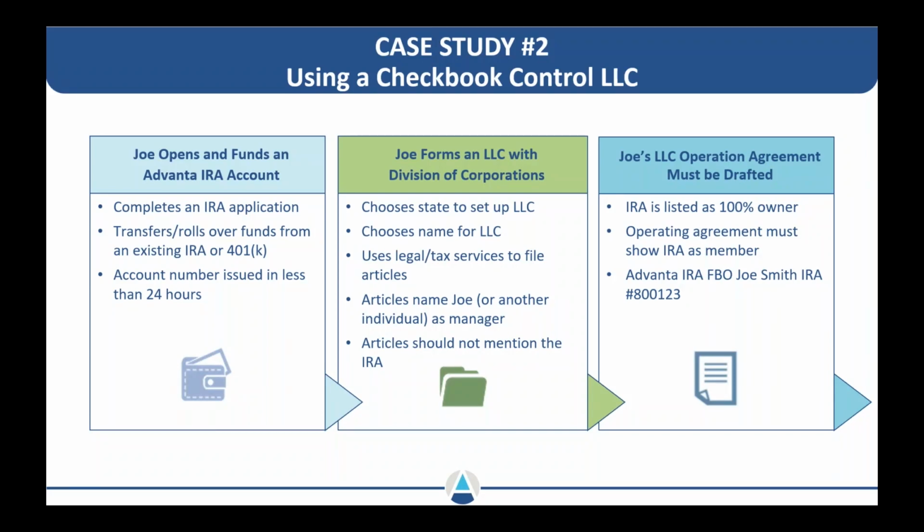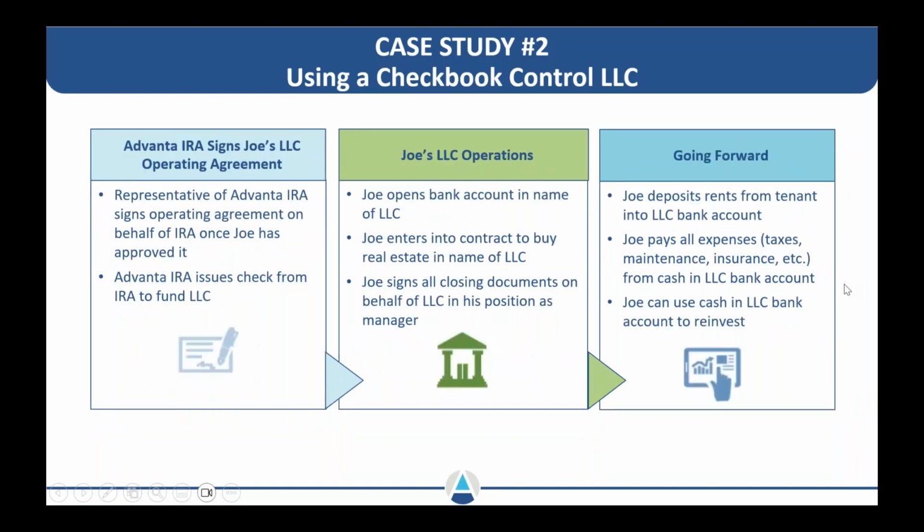Choose the name of the LLC and file the articles. Joe or another individual is going to file those articles as the manager or interested party. The articles don't need to mention the IRA. The only place that the IRA needs to be referenced is the operating agreement, and that, again, is a separate document in its entirety from the articles. In this operating agreement, the IRA is listed as 100% owner. The operating agreement must show the IRA as the member, and the IRA is named Advanta IRA FBO John Smith 800-123. So that's how the front end of the LLC looks.